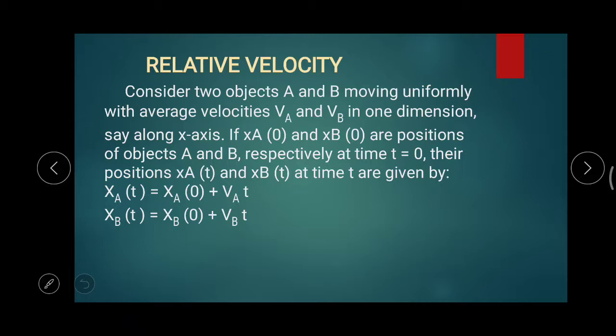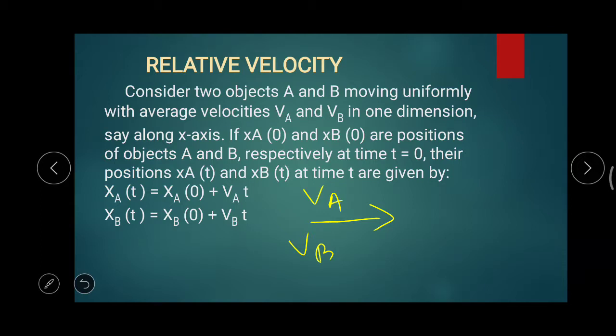That means with a constant velocity and the acceleration value will be 0. A body, if it is moving uniformly, that means the velocity value will be a constant and the acceleration value will be 0. So here the velocity of the body A is given as VA and the velocity of the body B is given as VB. Both are moving in one dimension and in one direction. Consider both are moving in the positive x direction. Okay, but their velocity values are different, one is VA and another one is VB.